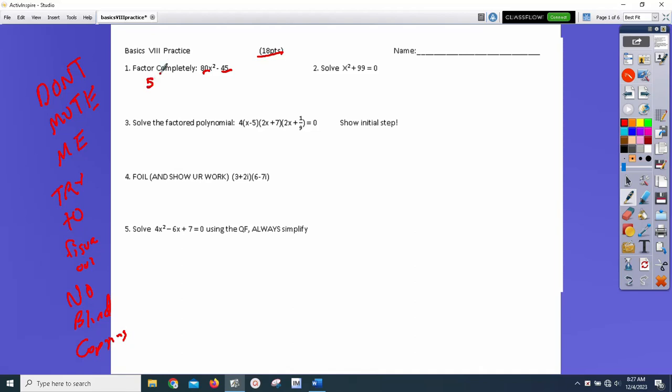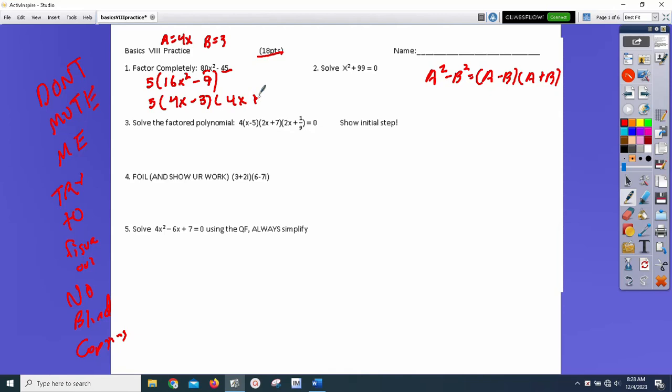Anyways, both these numbers are divisible by 5. If I pull a 5 from an 80, I have a 16x squared because there's an x squared. If I pull a 5 from 45, I have a 9. Now, I am familiar with this pattern, a squared minus b squared, which factors as a minus b times a plus b. So if I look at this guy, I would think that a is 4x, because 4x squared is 16x squared, and b is 3. So I got the 5, and then I have 4x for a minus b, and then a plus b. Ta-da! Number 2 is like one of these easy problems that half my students are going to miss.